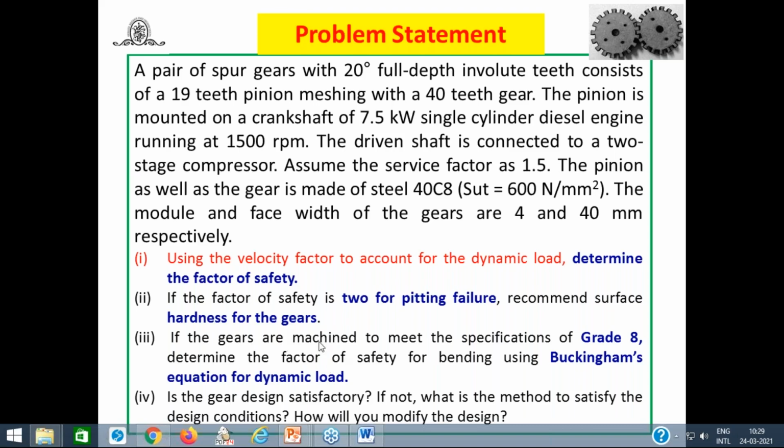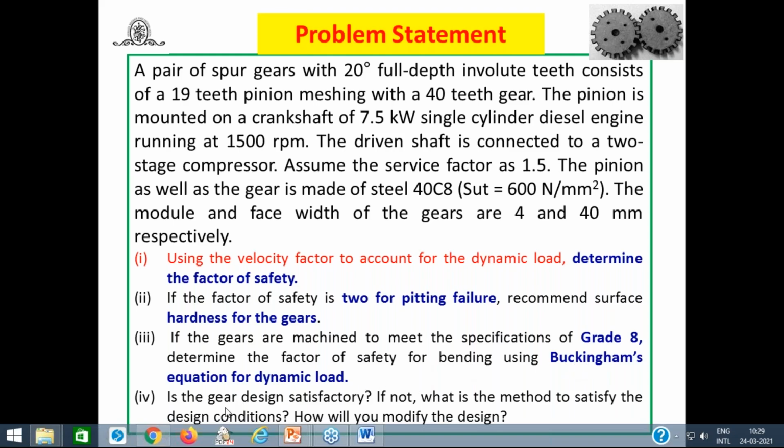Third one, if the gears are machined to meet the specification of grade 8. Grade 8 means the manufacturing method decides the different grades. You know very well 12 grades are there for gear manufacturing or different manufacturing processes. Here grade 8 is used to manufacture or machine this gear. And for this grade 8, determine the factor of safety for bending using Buckingham's equation.